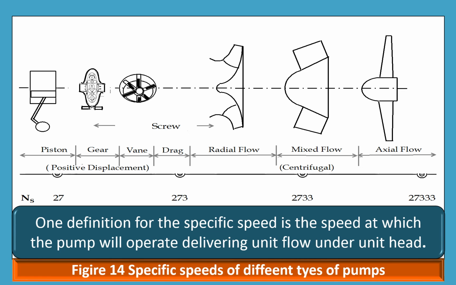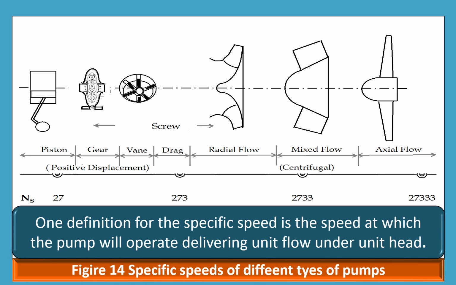One definition of specific speed is the speed at which the pump will operate, delivering unit flow under unit head. In other words, it can be termed as the ratio of flow to the head. In the above figure, the specific speed is given in English units.